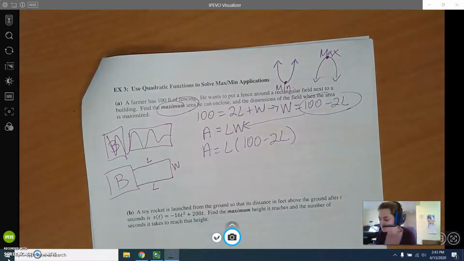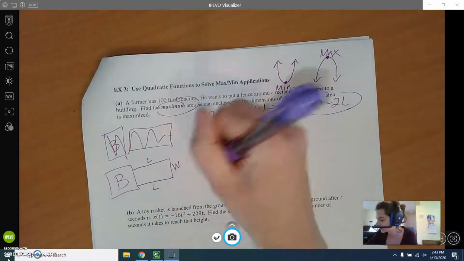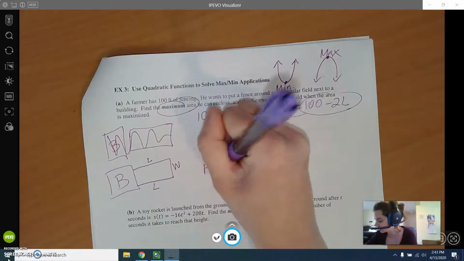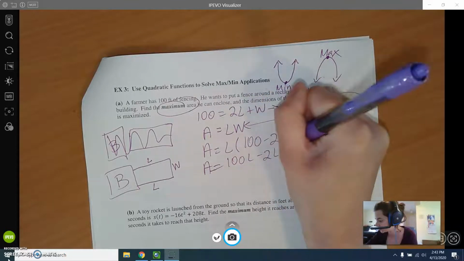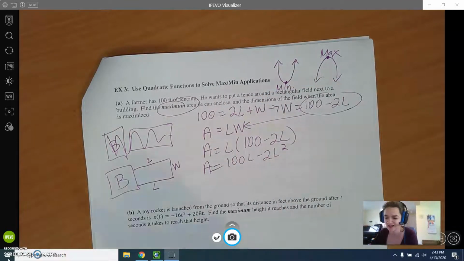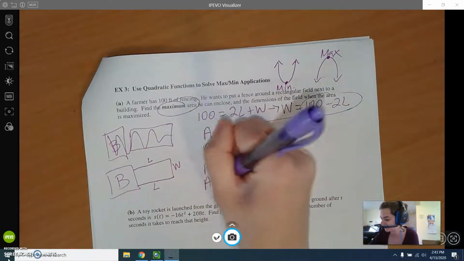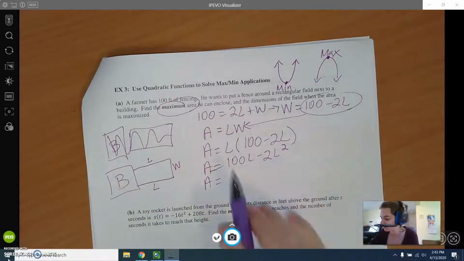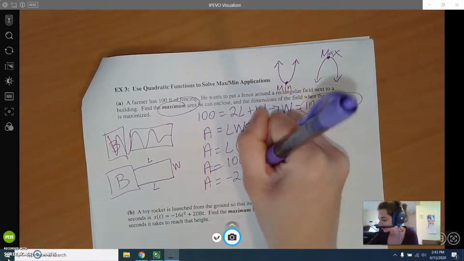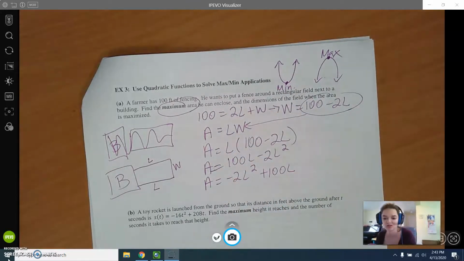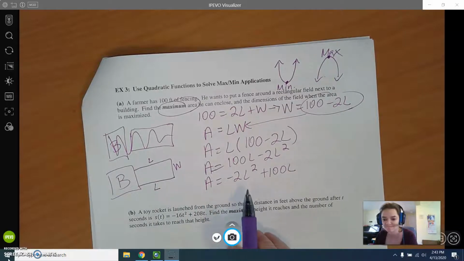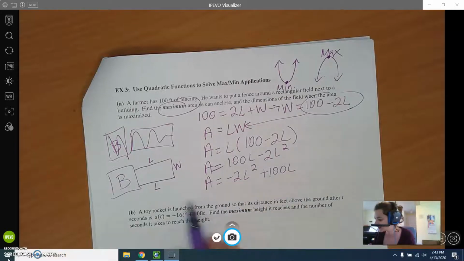Okay? So just distributing that out, I would have area equals 100L minus 2L squared. Or if you like that in standard form, because it's kind of nice to have the L squared first, that would be negative 2L squared plus 100L. So that would be my area equation. Instead of having X's and Y's, I have A's and L's. Okay? But it works the same way.